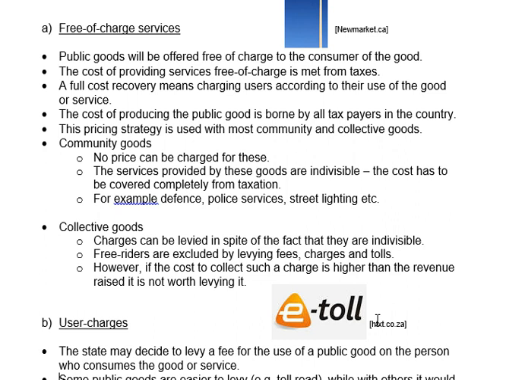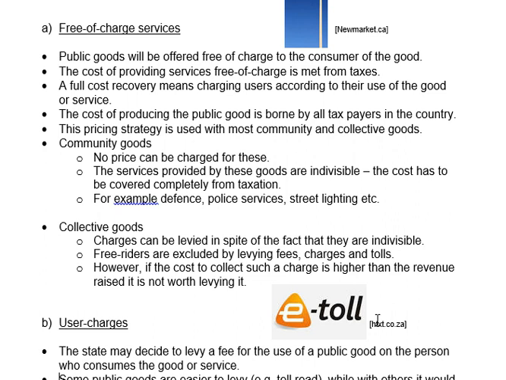Now, when we look at a free of charge service, obviously the cost of production of these public goods and services will be covered by the taxpayers. So taxpayers will pay their taxes. And from the pool of taxes that the government receives, they will obviously then take some of that tax money in order to cover the cost of providing public goods and services.